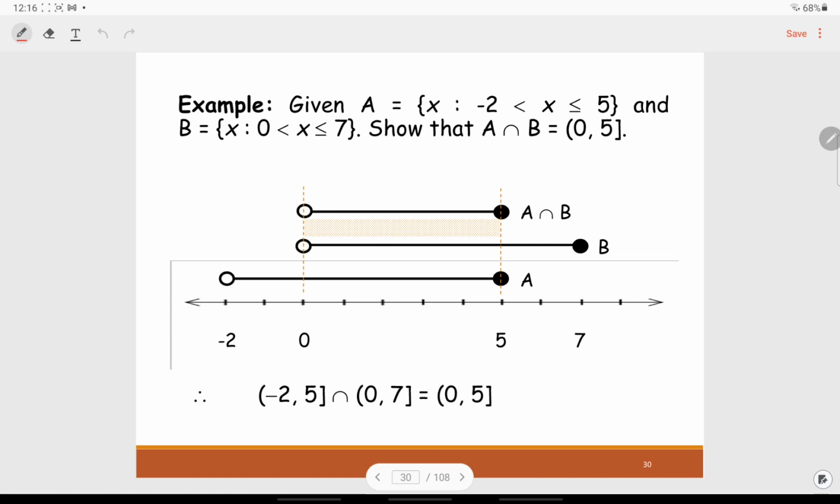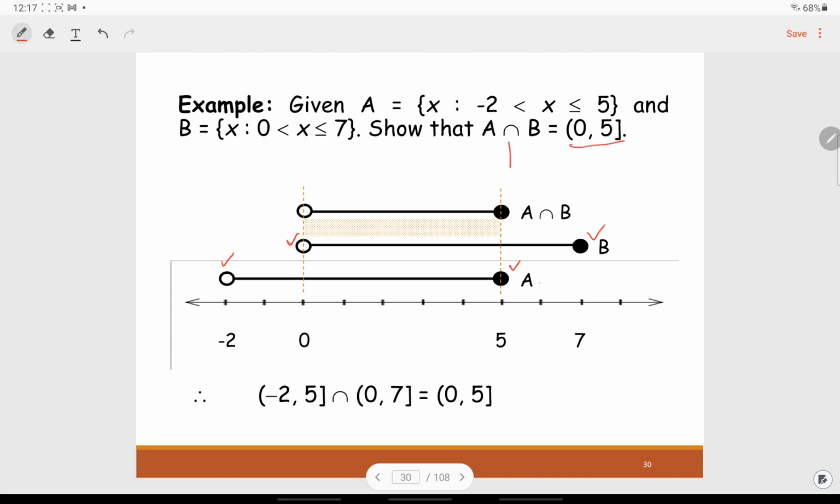Okay, next example. We are given set A and set B, and our task is to show that the intersection between these two sets results in this interval. We start with the first set. A is open -2, closed 5. So this is A. And then for the set B, we have open 0 and closed 7. So we have this line.